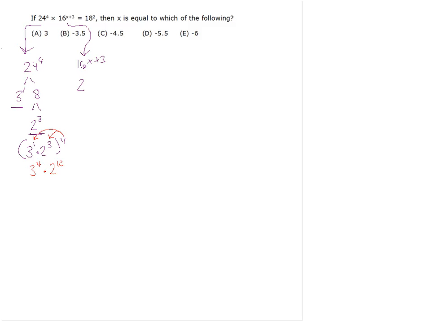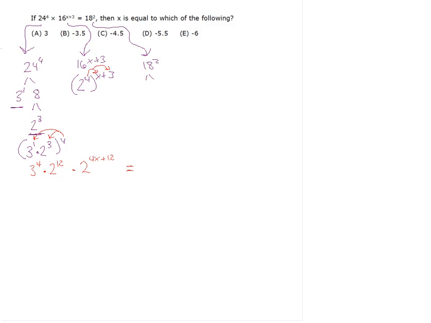So we have 2 to the 4 to the x plus 3. We know from previous problems that we distribute the 4 outward using multiplication, and that gives us 2 to the 4x plus 12. Now, lastly, on the right-hand side of the equal sign, we have our 18 to the 2nd power. We break that down.